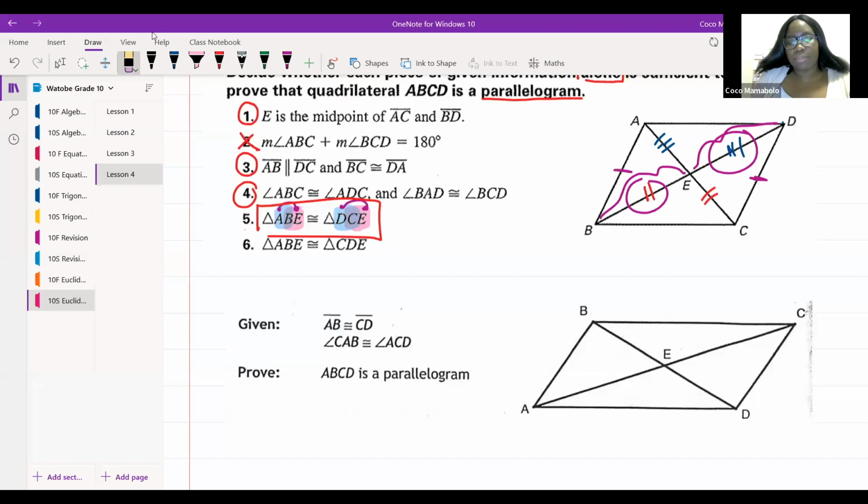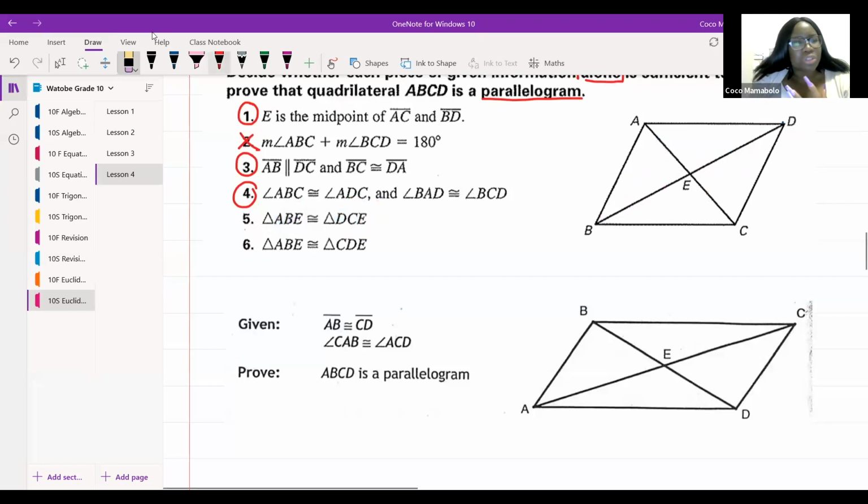Yes or no, guys? No, absolutely not, because they are sitting in the wrong place. All of them are sitting in the wrong place, so this is not enough. This could maybe be for a triangle or a square, but definitely not for a parallelogram.